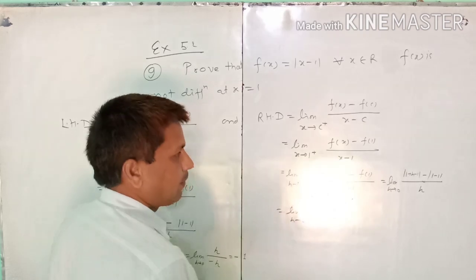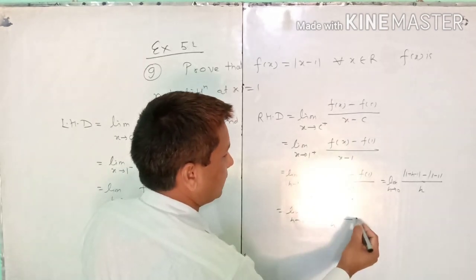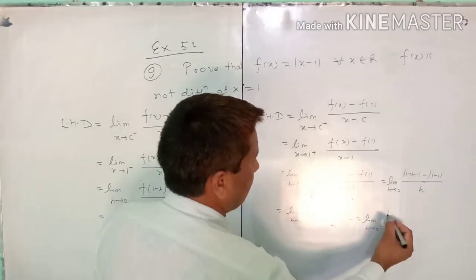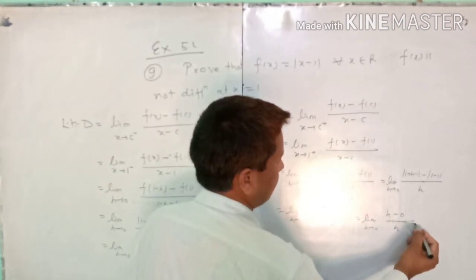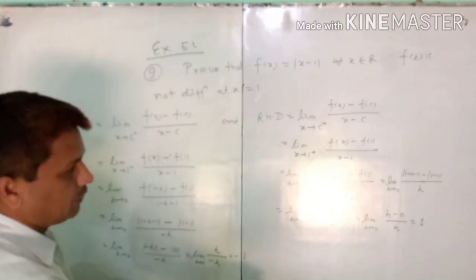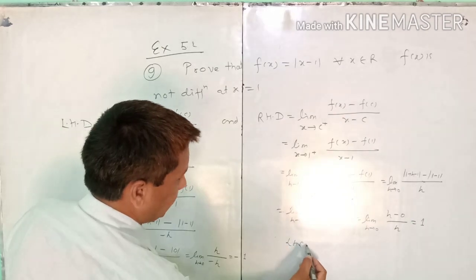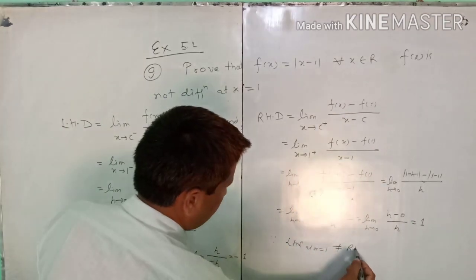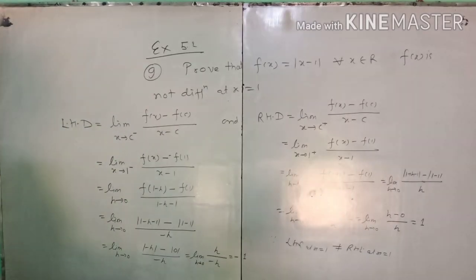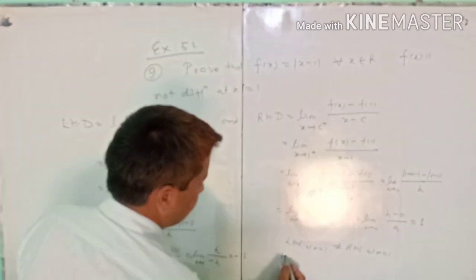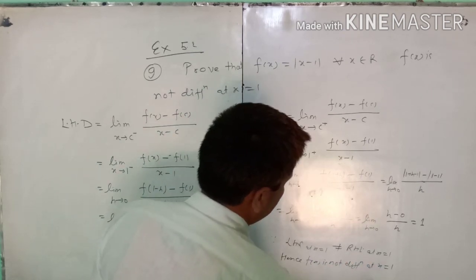Next, limit as h tends to 0. Here 1 - 1, so only |h| - |0| divided by h. So limit as h tends to 0, |h| is h, so h - 0 divided by h, we get 1. So the right hand derivative is equal to 1 and the left hand derivative is equal to -1. Since the left hand derivative at x = 1 is not equal to the right hand derivative at x = 1, f(x) is not differentiable at x = 1.